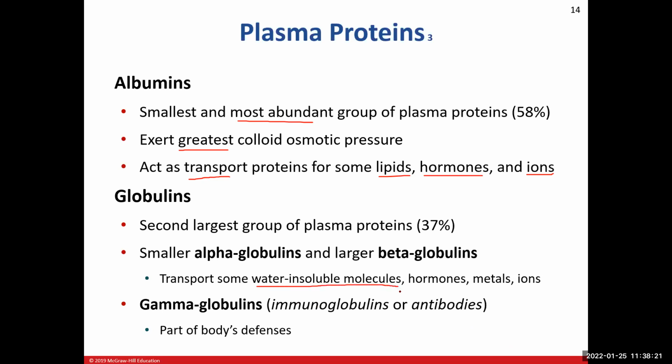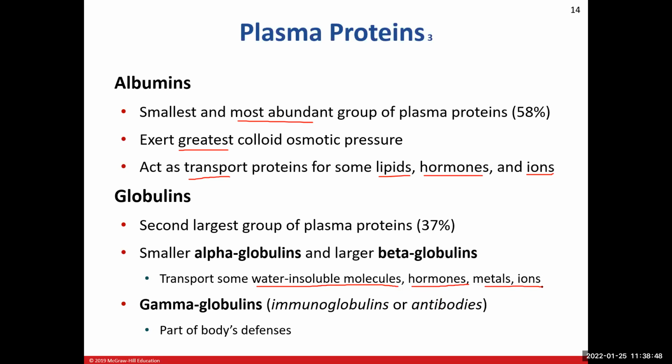Well, in this case, we will have to carry some hormones that are water insoluble, because they can't just go ahead and dissolve right into the plasma. So we need something to carry them around. Well, here come the alpha globulins and the beta globulins. They'll carry some of those water insoluble molecules, some of those water insoluble hormones, metals, ions, and so forth and so on. They play a role.